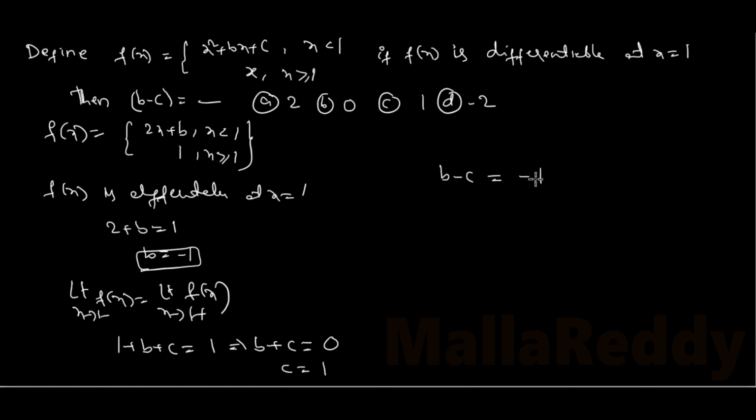Now the value of b minus c: b value is minus 1 and minus c value is minus 1, that is equal to minus 2. Here the fourth option is the correct answer.